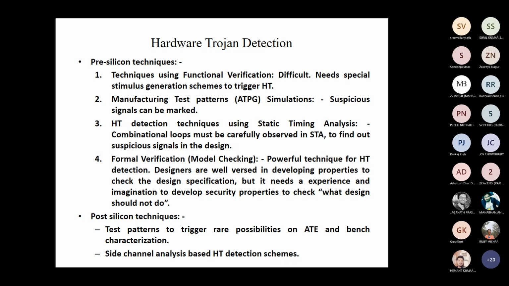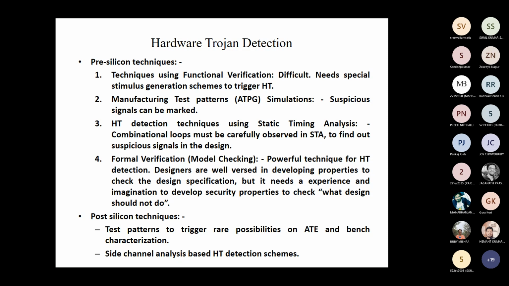If you have done VLSI design, then you must have read about functional verification. And so using functional verification, we can always make a sincere attempt. It is difficult, but it can be done. It needs special stimulus generation to trigger hardware Trojans. And now the next one, we say that ATPG simulations. Whatever software signals can be marked. So we have to do additional testing again, and then we can do this. And this again can be done through STA or static timing analysis. Combinational loops must be carefully observed in STA to find out suspicious signals in the design.